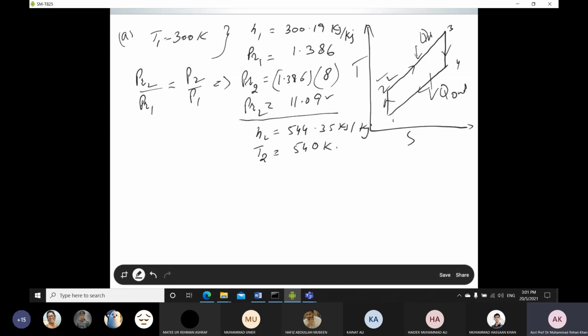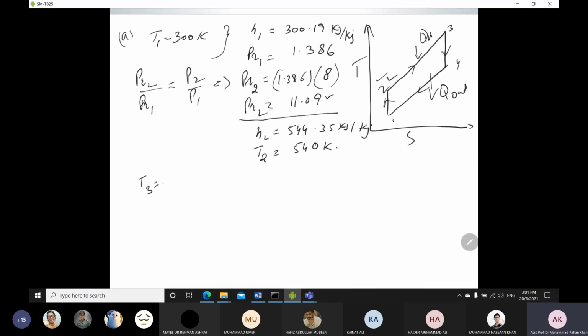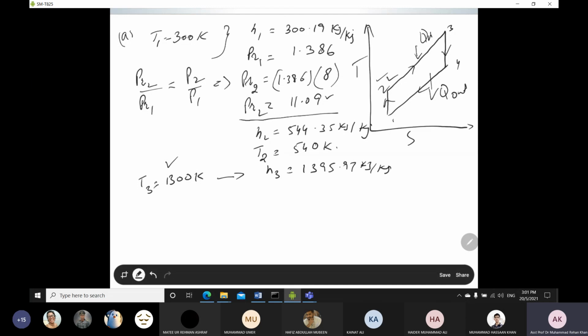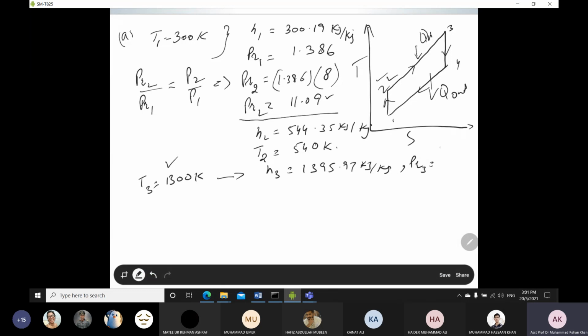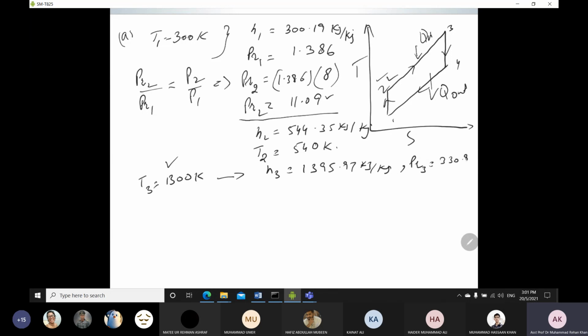Now moving towards point number 3. T3 is known to us from the question, which is 1300 Kelvin. Simply go to the thermodynamic table. You can easily find the value of H3 against 1300 Kelvin without interpolation. You can just note down the value, 1395.97 kilojoule per kg. You can also note another parameter, PR3, against the same T3, which is 330.9.